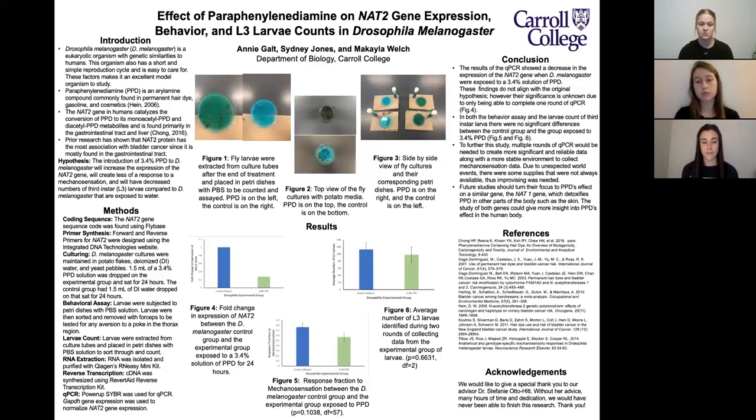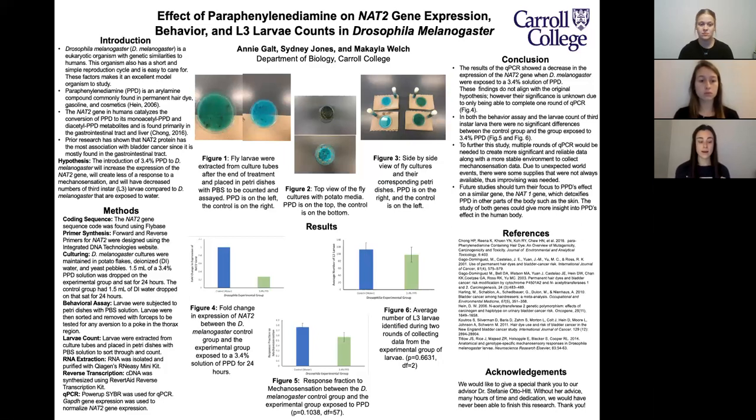So after we ran the behavioral assay, we then did a larva count of the L3s. So the larvae were extracted from the culture tubes, placed in the petri dish with the PBS solution, and they were sorted through and then counted. After the assay and the larva count, we then ran our RNA extraction. So the RNA was isolated from the L3s and it was purified with Qiagen's RNeasy mini kit.